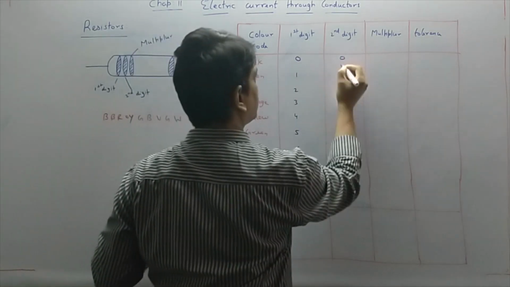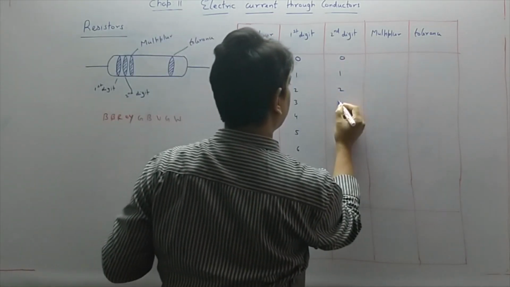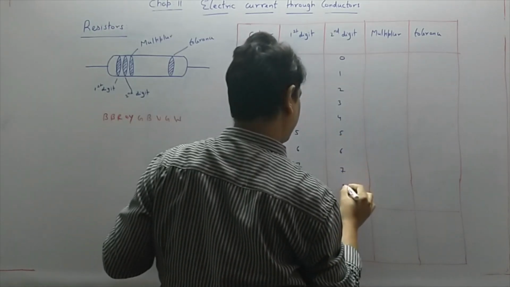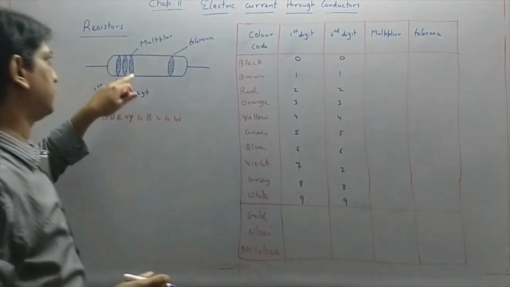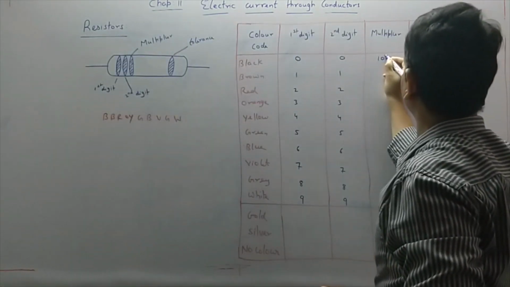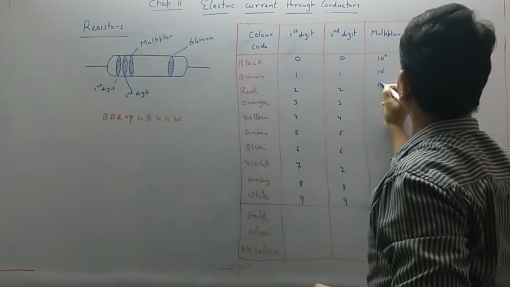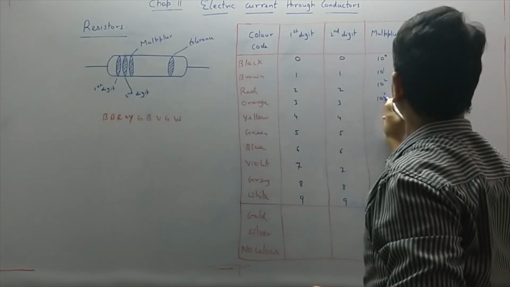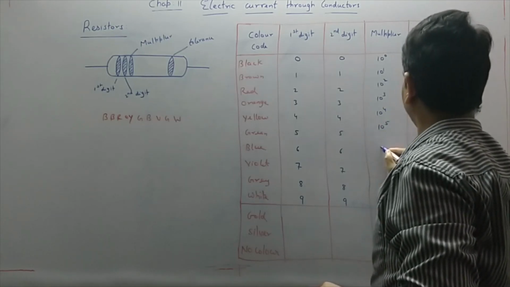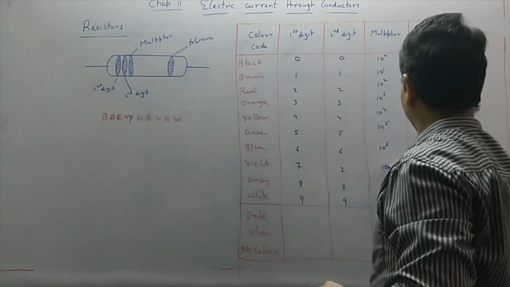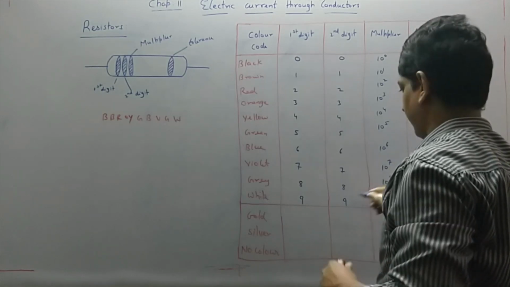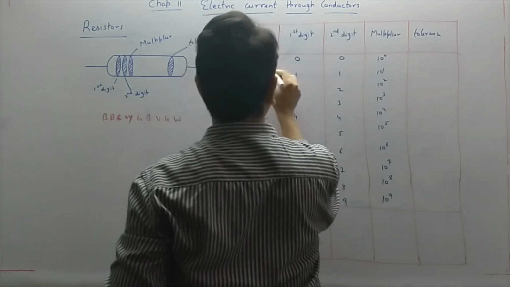Second digit again it will be same, 0, 1, we are having 2, we are having 3, we are having 4, we are having 5, we are having 6, we are having 7, we are having 8, we are having 9. And third is called multiplier. The third band is multiplier. Like how we write this is, multiplier is 10 to the 0, 10 to the 1, 10 to the 2, 10 to the 3, 10 to the 4, 10 to the 5, 10 to the 6, 10 to the 7, 10 to the 8, and then we are having 10 to the 9.